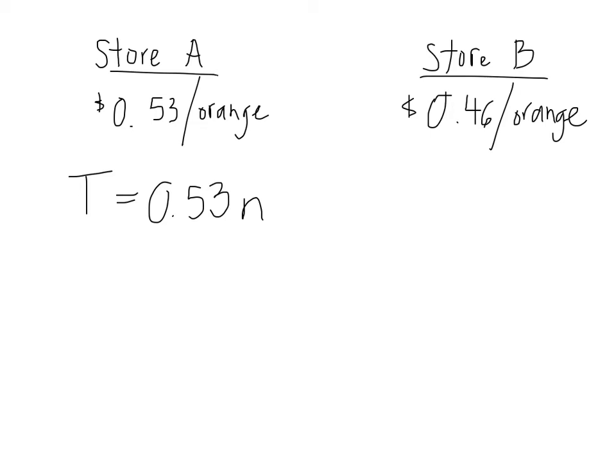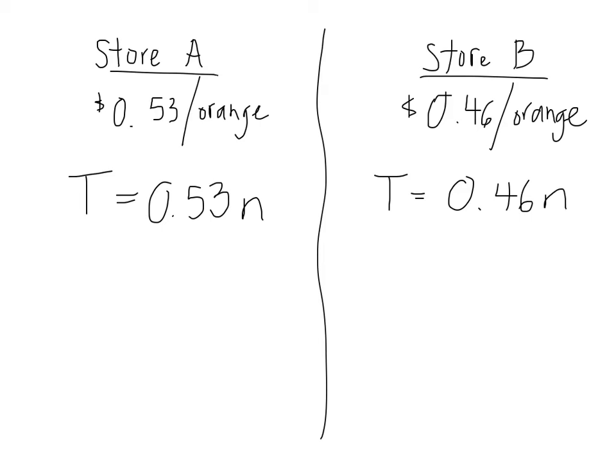Let's write an equation for store B. The total cost is equal to 46 cents for every orange. Does this also represent a direct relationship? How do you know? We need to find the total cost if we purchase 30 oranges, since the question was asking us to find out which store costs less if we buy 30 oranges.